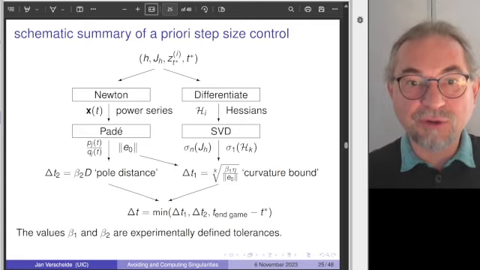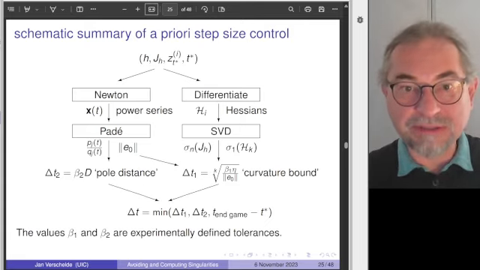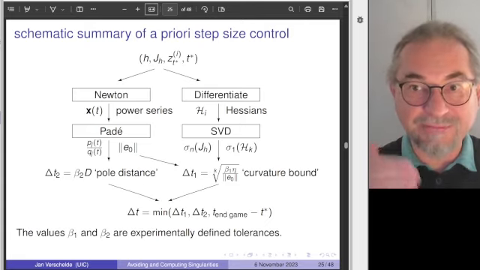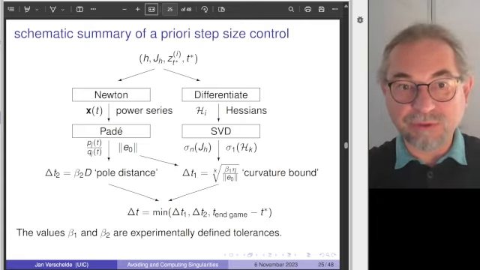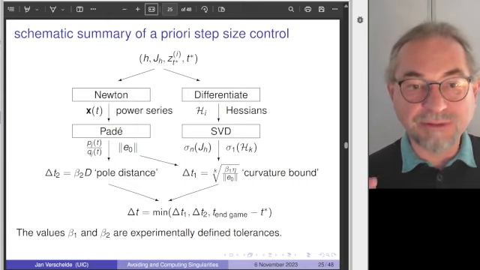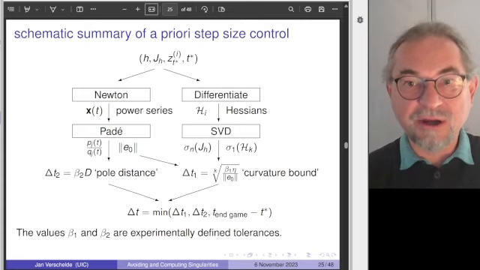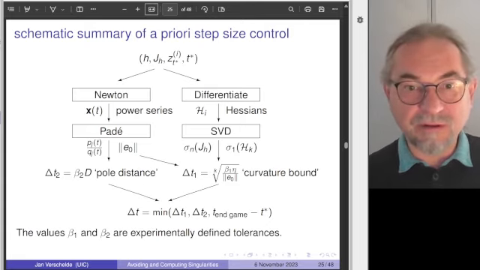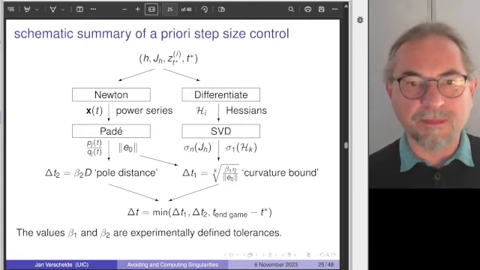So we are running Newton's method on this block doublet system. We construct Padé approximants. So for every coordinate, we have a Padé approximant. We take the smallest pole that we find of all the denominators, and that will be multiplied with some beta. So the beta here is some fudge factor, some safety factor, typically 1/2. So these are experimentally defined. Sometimes you could take 0.75, but it's probably not good to take 1.